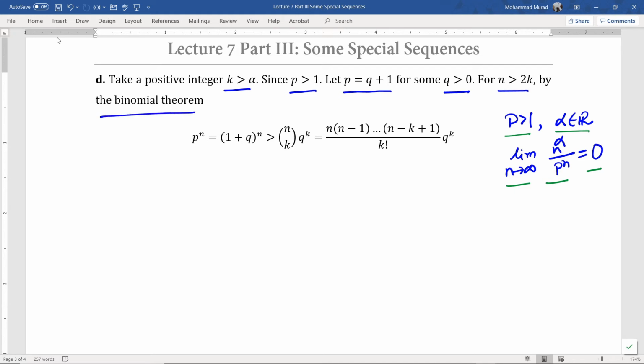Now, by the binomial theorem, we have the nth power of p, which is equal to the nth power of 1 plus q, which is greater than n choose k times q to the k. With the n choose k, the expression is in fact n times n minus 1 times up to the factor n minus k plus 1 over k factorial. And we have the q to the k.